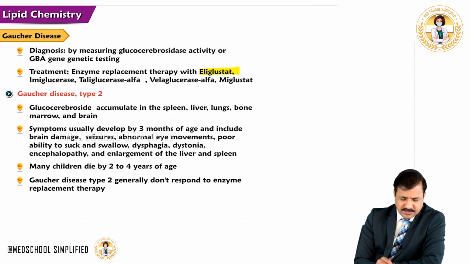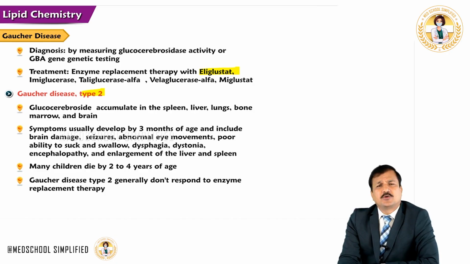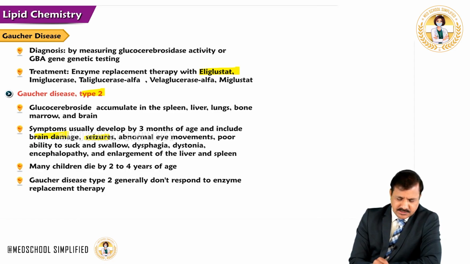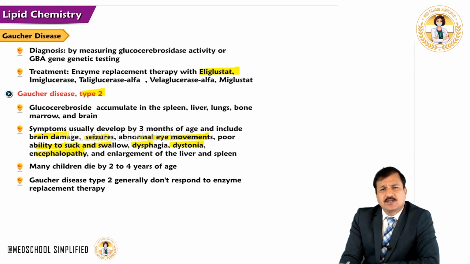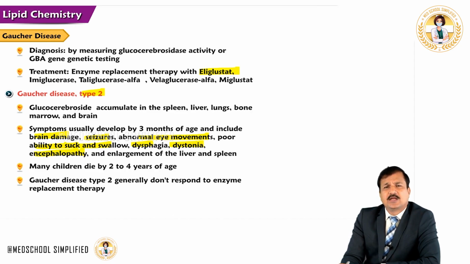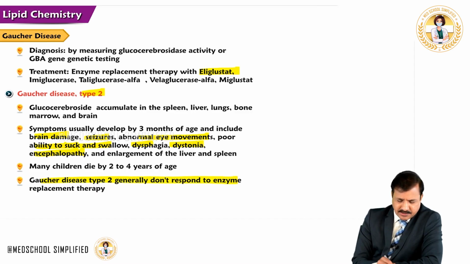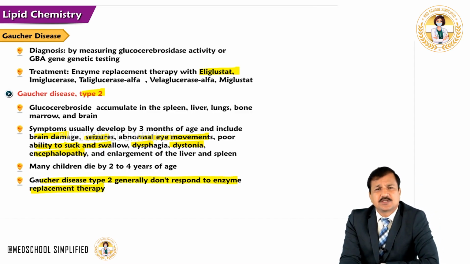Coming to Gaucher's disease type 2. Again, glucocerebrosides accumulate in the spleen, liver, lungs, bone marrow, and the brain here. Symptoms usually develop by 3 months of age and include brain damage, seizures, abnormal eye movements, poor ability to suck and swallow, dysphagia, dystonia, encephalopathy, and hepatosplenomegaly. Many children die by 2 to 4 years of age, and Gaucher's disease type 2 generally does not respond to enzyme replacement therapy. That's something special with type 2.